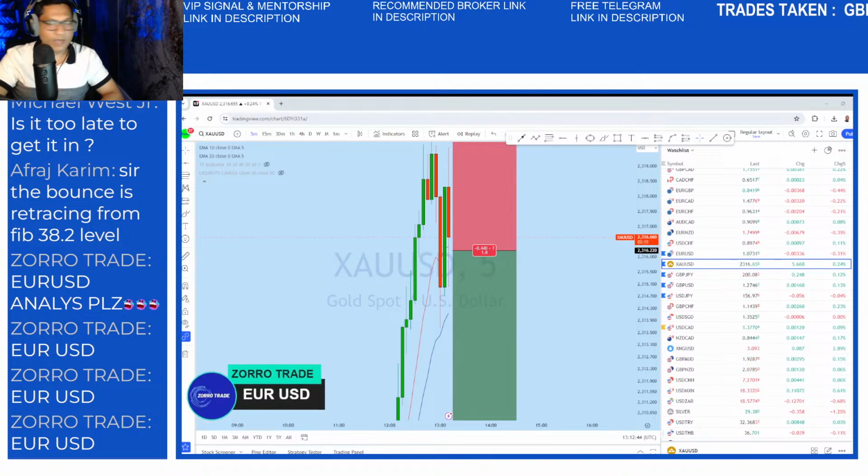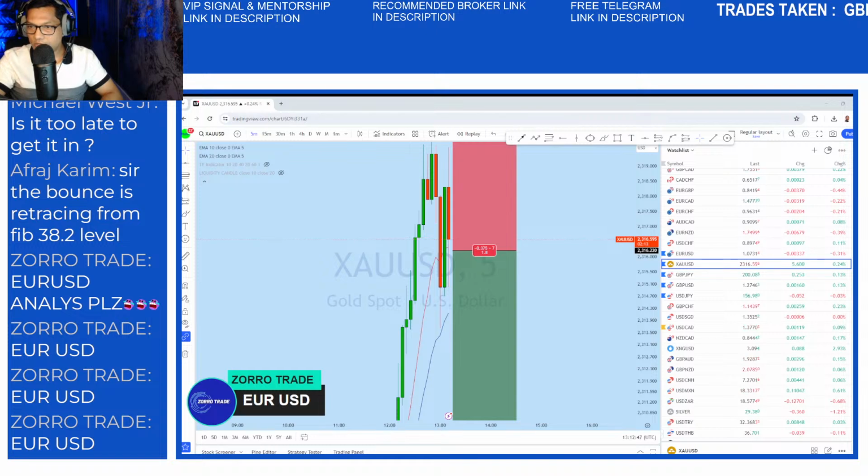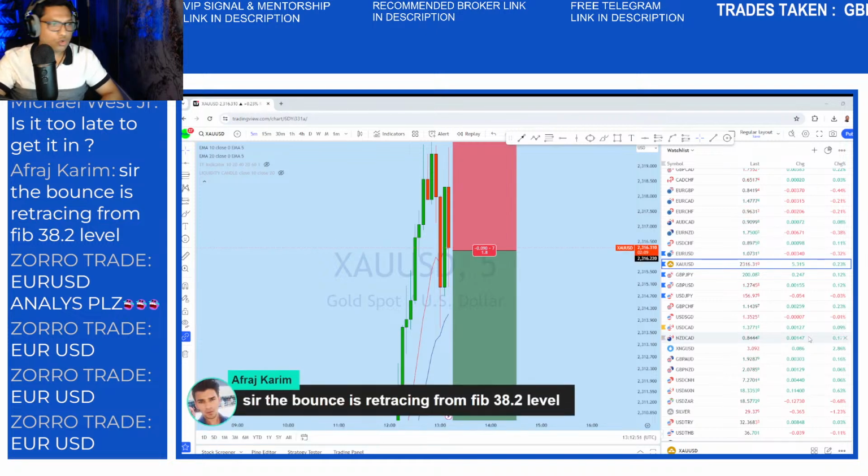EUR/USD, we'll be looking at that. So the bounce is retracing from the Fibonacci 38.2 level.